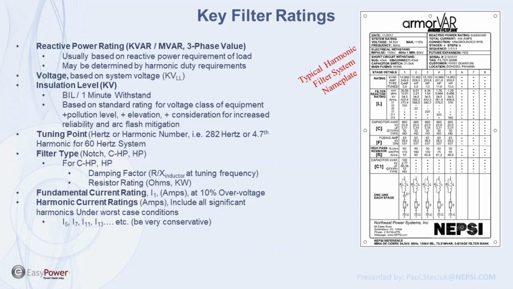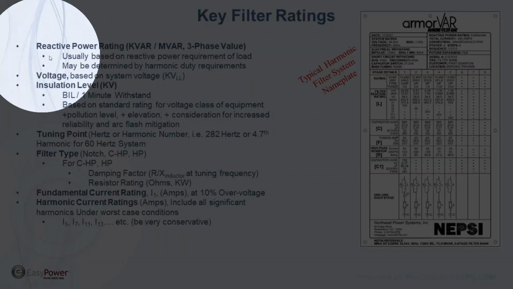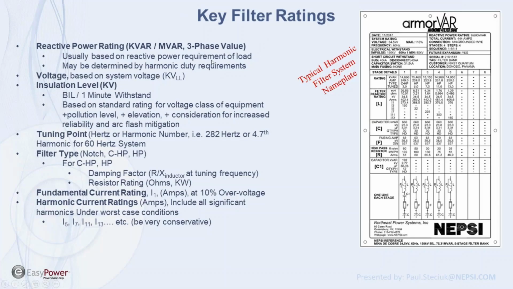So key filter ratings, we've already established reactive power is a key filter rating. And what I have done here is I've put a standard nameplate for a typical harmonic filter system that we have. These would be the typical parameters that you would see on our nameplates, where it's specifying the L, the R, and the C components, their voltage ratings, their microfarads, and so forth. This will help you develop a data sheet if you're developing a specification, because these are the types of parameters that you would ask the suppliers who are potentially bidding on such a project.